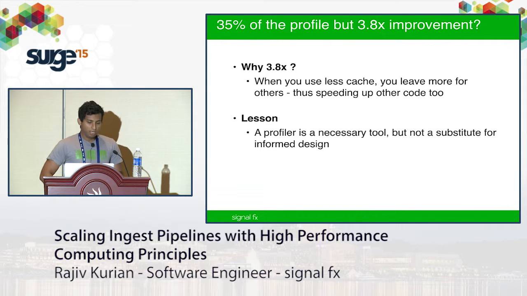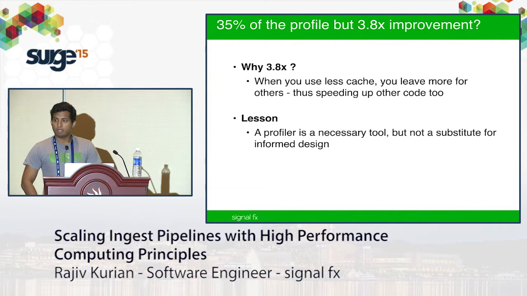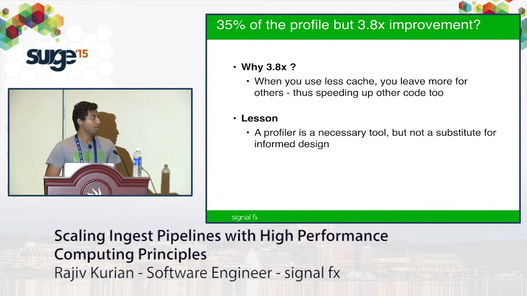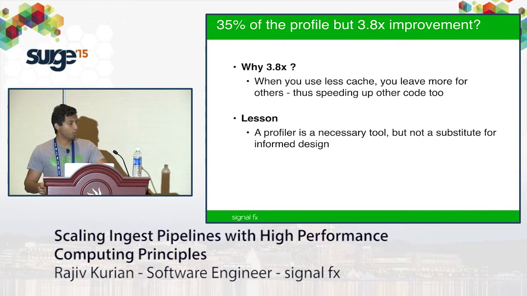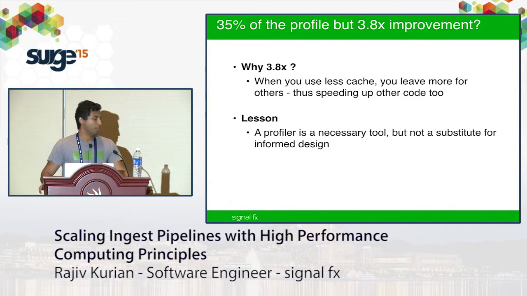The second thing is caches are shared resources, like we talked about before. So when you use less cache, you leave more for others to use, so you speed them up too. And when you use more cache, you have less for others, so you slow them down too. So there's this really non-intuitive relationship here.